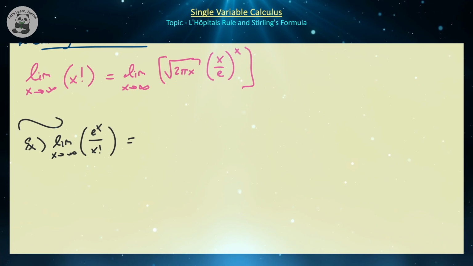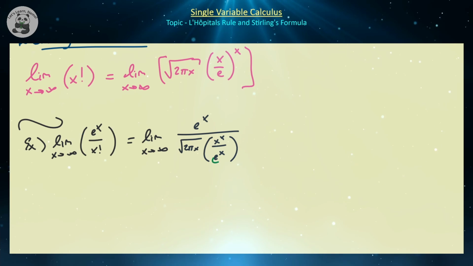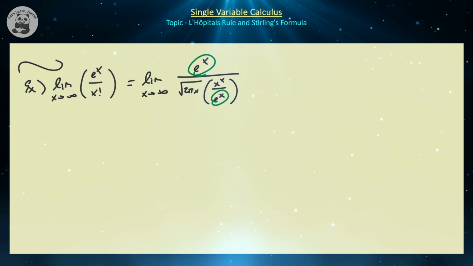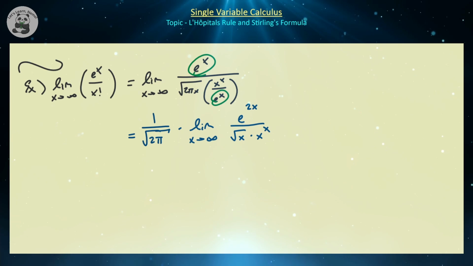So using Stirling's formula, this is going to be equal to the limit as x goes to infinity of e to the x over the square root of 2 pi x, and then we're going to have x to the x over e to the x, right? Notice that we have some e to the x that are equal to each other, so we have e to the 2x on top. So this is equal to, and I'm going to factor out that square root of 2 pi also, the limit as x goes to infinity of e to the 2x all over the square root of x times x to the power of x, right? So here we have this expression.